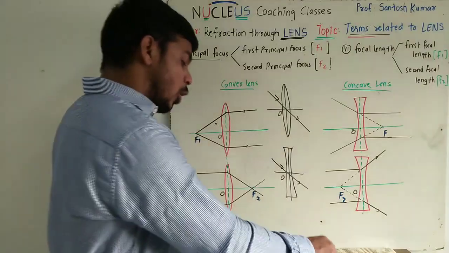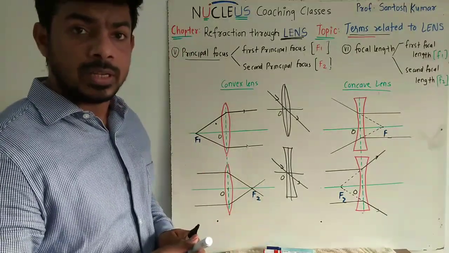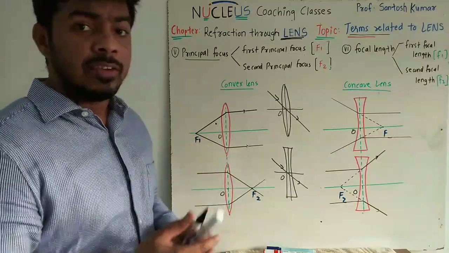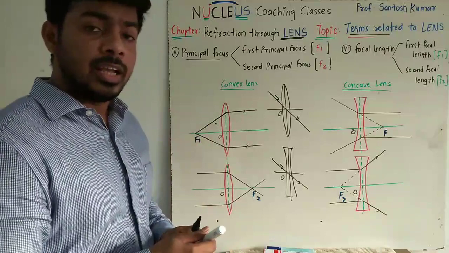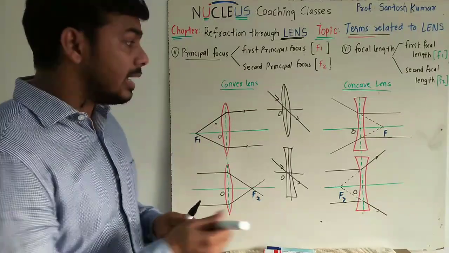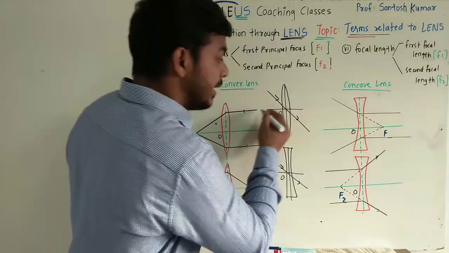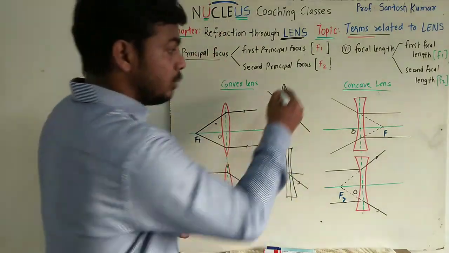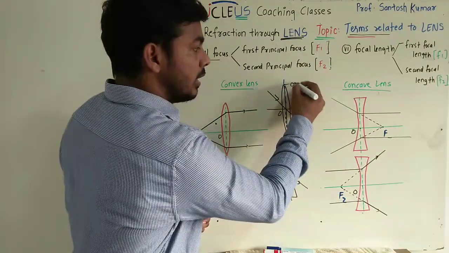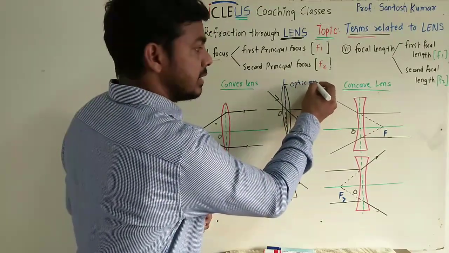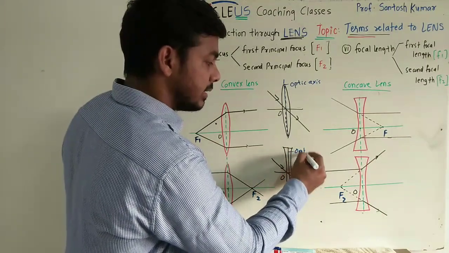And what about the rays not passing through optical center? Then definitely they will get refracted. So in that case, the refraction of the ray will be taken from a line which is passing through optical center and perpendicular to principal axis. I am talking about this line. This line is called optic axis. This is an extra term I am telling you. This line is called optic axis.